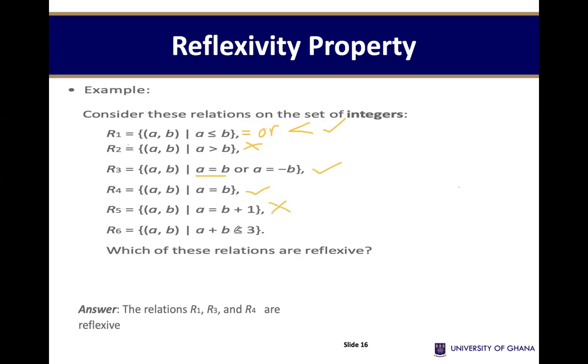Lastly, this will also not be reflexive because let's say if A is 0, B is 0, you get a value less than that. If A is 1, B is 1, you get a value less than that. But if A is 2 and B is 2, you're going to get 4. So that one too cannot be reflexive. So it's only R1, R3, and R4, which are reflexive. So far, so good?